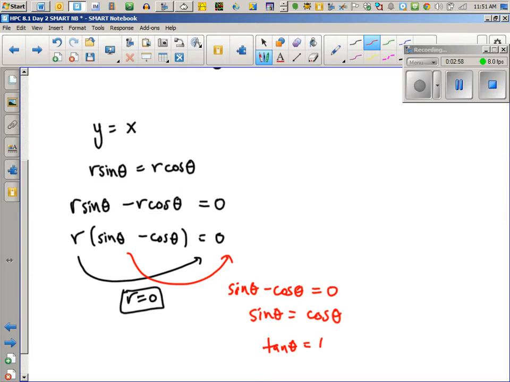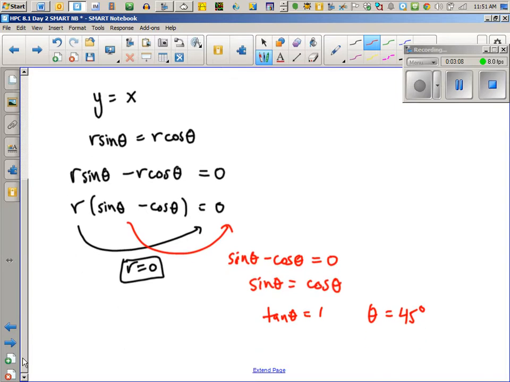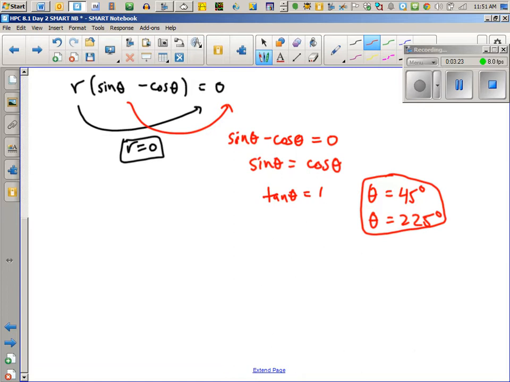And you guys shouted out some possible angles here. You said 45 degrees, right? What's another angle where sine and cosine are the same? 225, right. Okay, so I'll go ahead and write both of these. So I kind of came up with more than one answer here. I came up with r equals 0, and I came up with theta equals 45, and I came up with theta equals 225. Let's take a look at what these all mean.